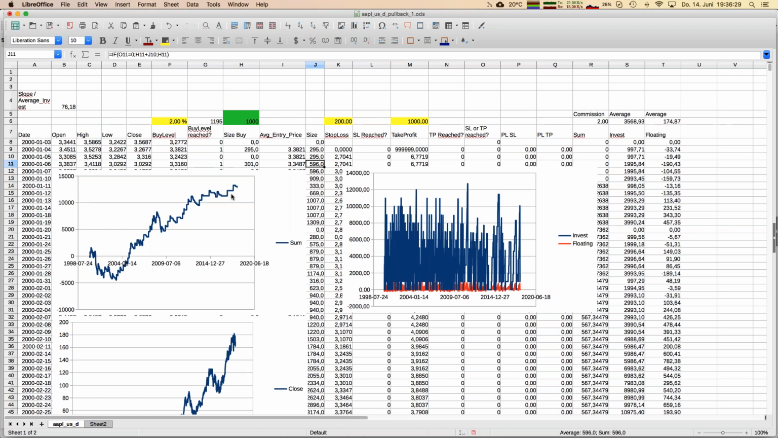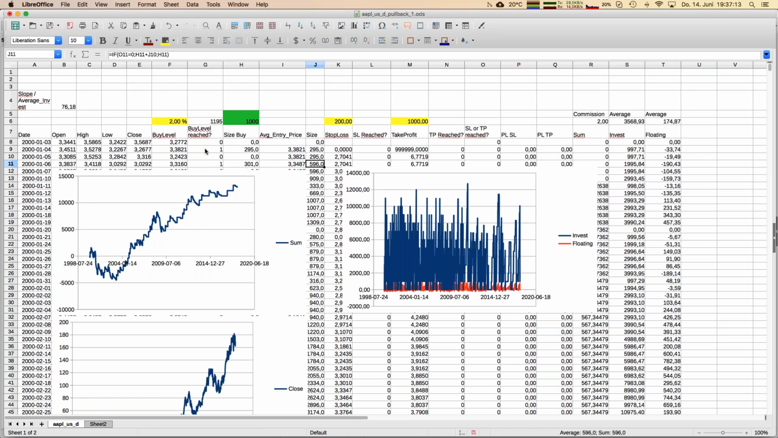And yeah, that's the one we would get if we trade Apple with that pullback strategy, with the buy level of 2% and invest $1,000 per trade, with a stop loss of $200 and a take profit level at $1,000. That would be our equity. And just for information, I have plotted two additional things here in that final graph: the amount of invested money during those 18 years, and finally in red, the floating loss or profit of our trade sequence.